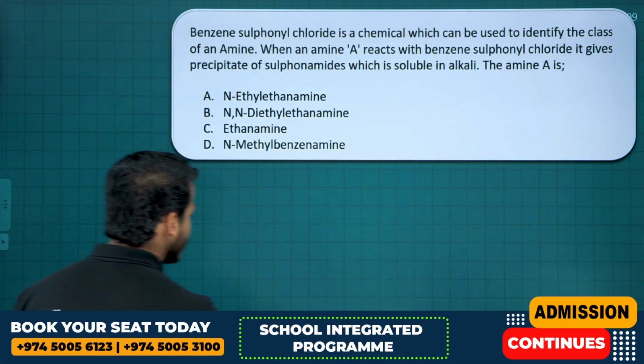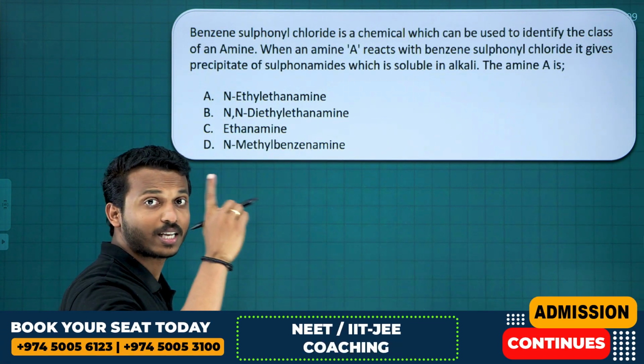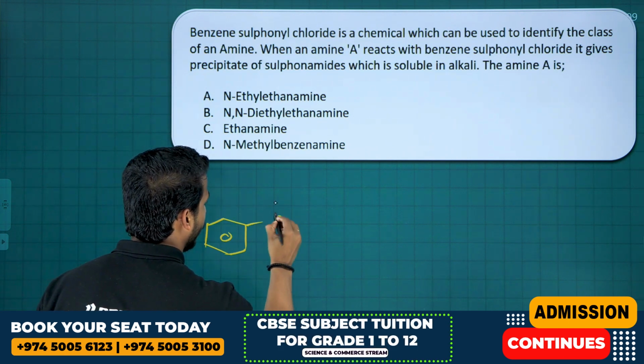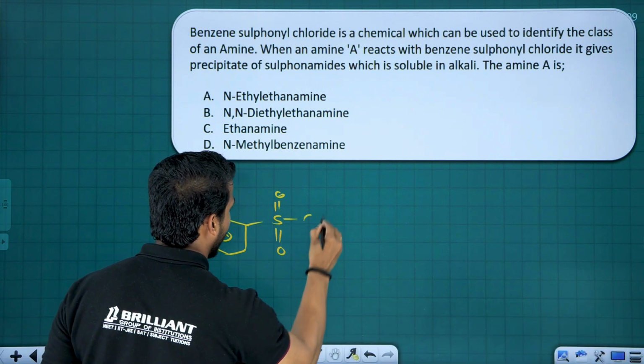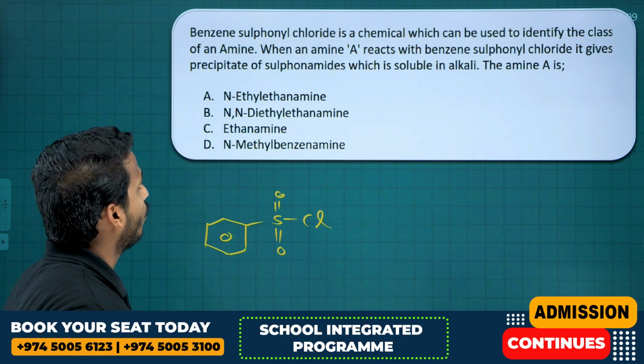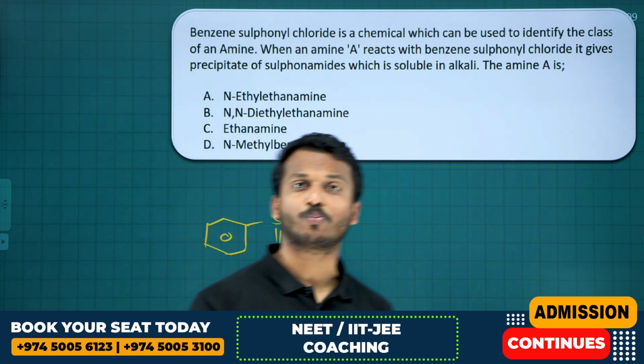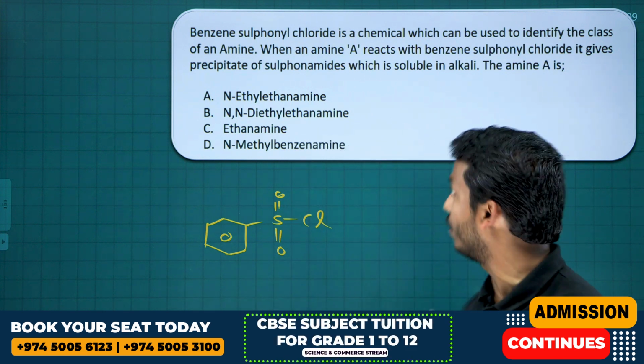Next. Benzene sulfonyl chloride. What is that? That's our Hinsberg reagent, right? Benzene sulfonyl chloride is a chemical which can be used to identify the class of amine. Yes, it is used to distinguish between primary, secondary and tertiary amines.